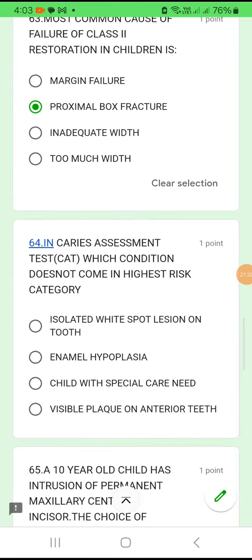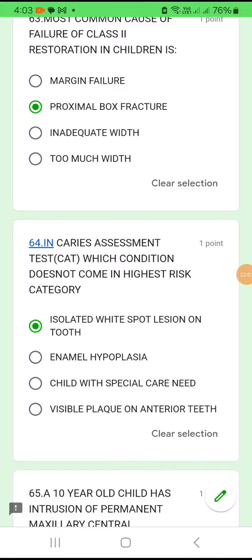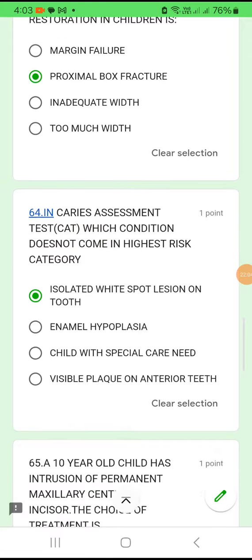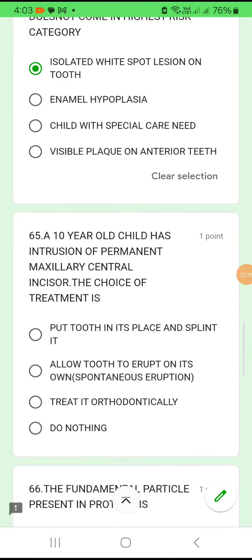Question number 64. In Carey's assessment test, which condition does not come in highest risk category? Isolated white spot lesion, enamel hypoplasia, child with a special care need, or visible plaque on the anterior teeth. So, when you have a Carey's assessment, enamel hypoplasia is definitely a high risk condition. Child with special care is also high risk condition. Visible plaque on the anterior teeth is also a high risk condition. When you see a single isolated white spot lesion on a tooth, it is not a high risk condition. So the answer will be A. Option A.